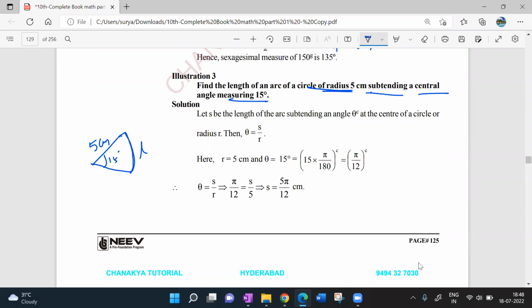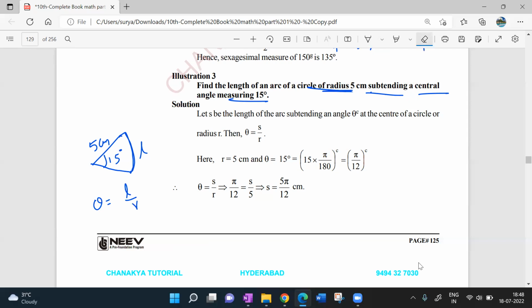Now, what is the formula we know here? Theta is equal to L by R, right? We need to find out the L value: theta into R. Theta value 15 is given, R value 5 is given. So 75 is the answer, but wrong, beta. You can't directly substitute here. Whenever theta is given in terms of degrees, convert it to radians. Then you substitute.